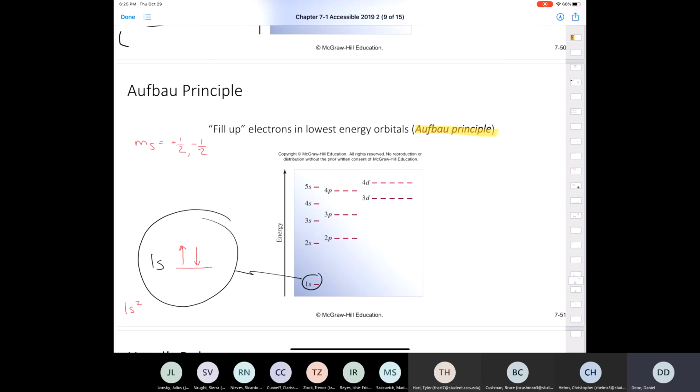But the Aufbau principle means we start with lowest energy. That means you always start with a 1s. Then you go to a 2s. Then you go to a 2p. Then you go to a 3s. Then you go to a 3p. Then you go to a 4s. Then you go to a 3d, just like I showed you.